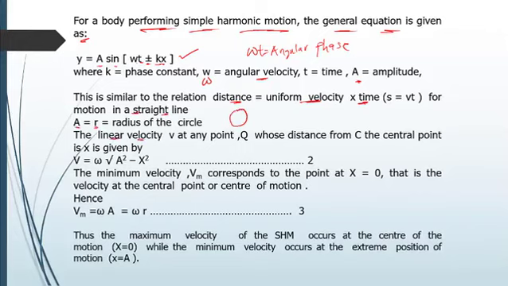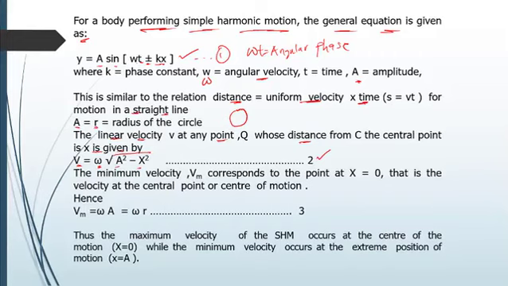Now the linear velocity at any point, at a distance x from the central point, is given by v equal to the angular velocity times the square root of the difference between the square of the amplitude and the square of the distance. That is our second equation, after the general equation for simple harmonic motion, which was equation 1.